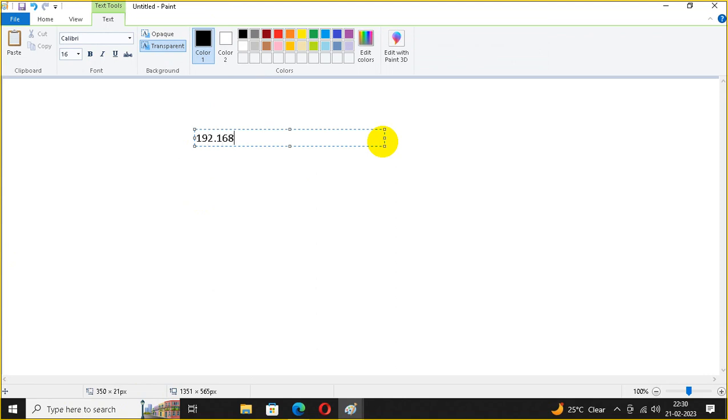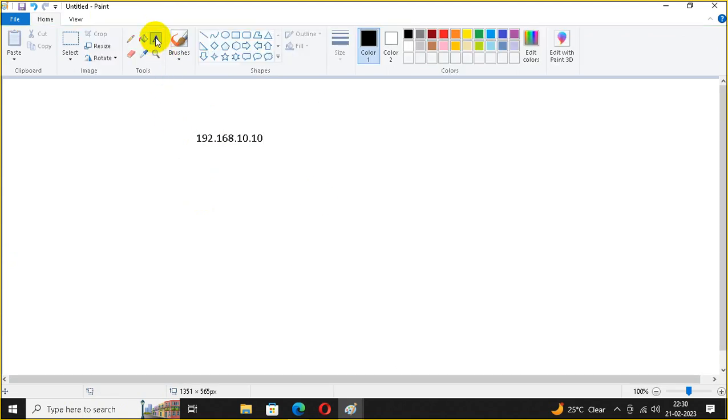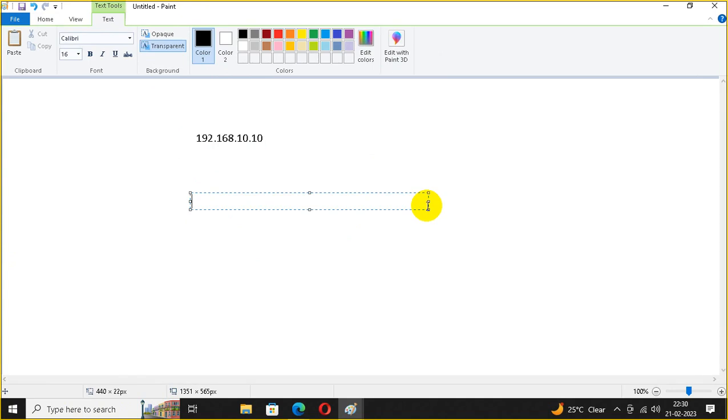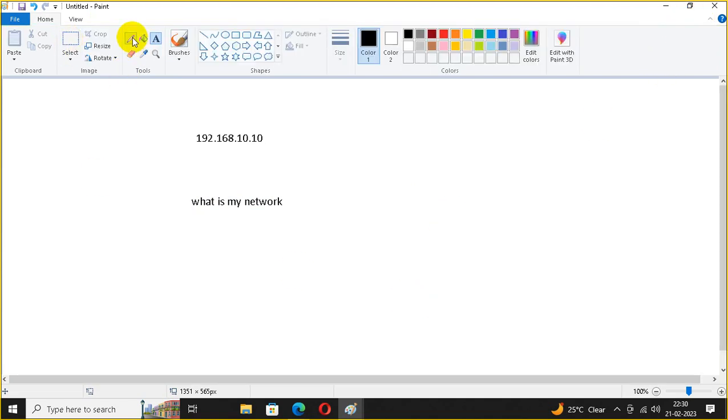I have an IP address 192.168.10.10. First of all, I wanted to know what is my network address. Here, whenever anyone asks you a question, first you tell them which class this IP address belongs to. Which class does this IP address belong to? It's class C.